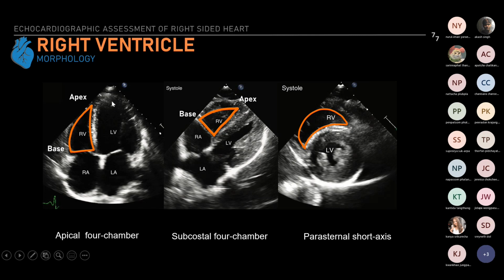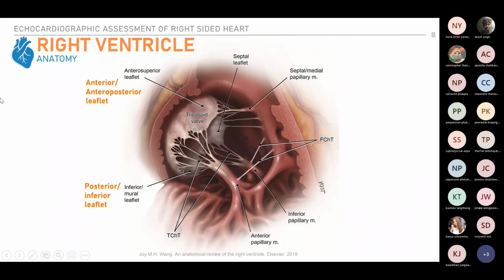And for tricuspid morphology, the normal tricuspid area is about 4 to 6 centimeters squared, and the tricuspid valve has 3 leaflets: anterior, posterior, and septal leaflet. Each name corresponds with their position. The anteroposterior may be called the anterior leaflet, and the inferior leaflet may be called the posterior leaflet.